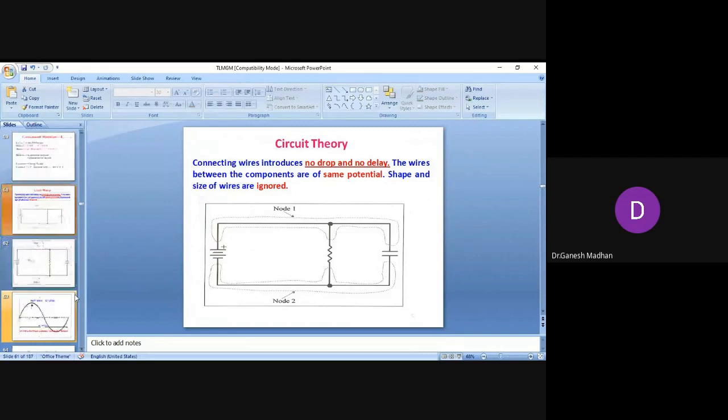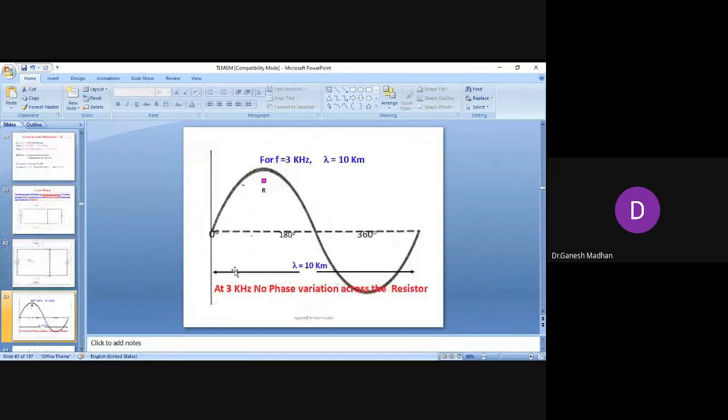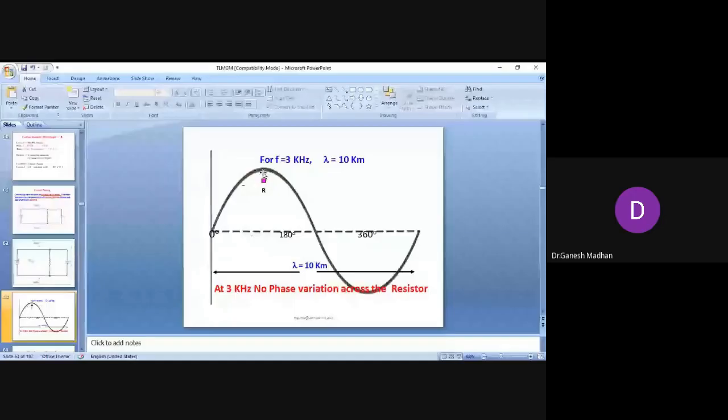You see here, a clear illustration. This is 3 kilohertz, lambda is 10 kilometers. A resistor is here. The dimension of the resistor may be 2 centimeters or 5 centimeters. So you compare 5 centimeters with 10 kilometers. Will there be any phase change? No. There will be no phase change. And as far as the resistor is concerned, all the points of the resistor or all the points of the wire are at the same value of phase.